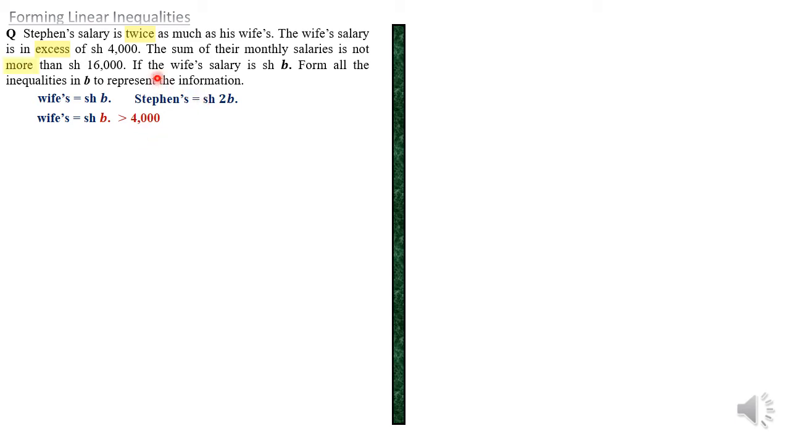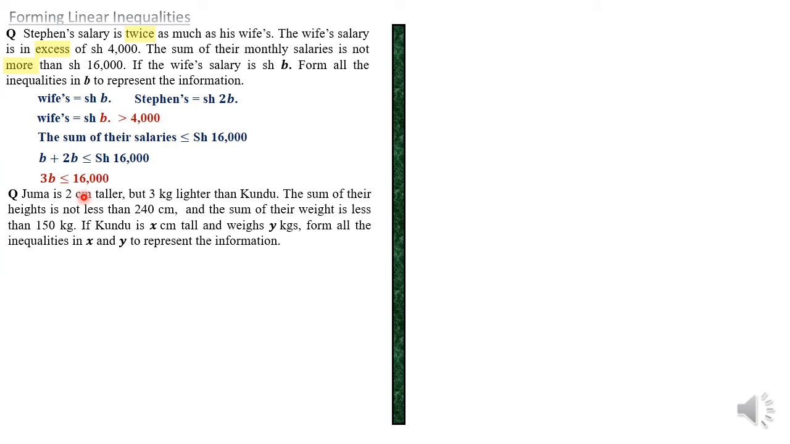The other thing is we are told the sum of their salaries is not more than 16,000. That means it can be 16,000 or 15,000 or 14,000, so long as it's either 16 or less than 16. Therefore, the sum of their salaries is less than or equal to 16,000. So we're going to have B plus 2B, which is the sum of their salaries, is less than or equal to 16,000. Simplifying that, you get 3B is less than or equal to 16,000. That becomes the last inequality.